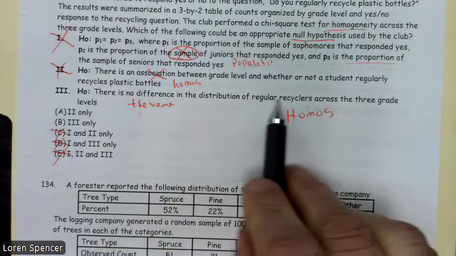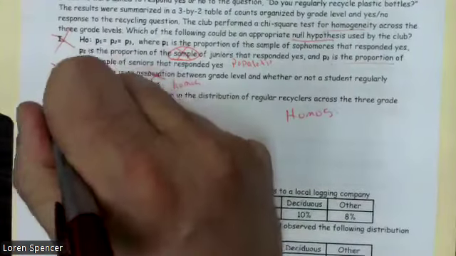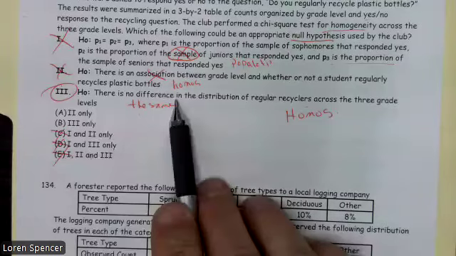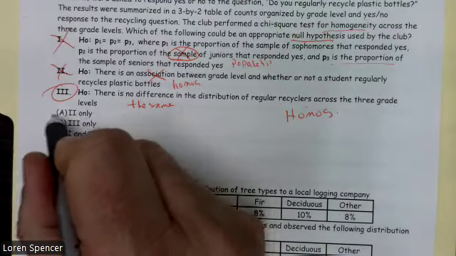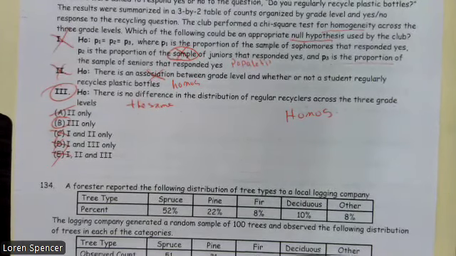The distribution is the same across the three grades. And as soon as we say they're the same across the three grades, this makes this correct. And so our only choice on this one, on 133, is B.